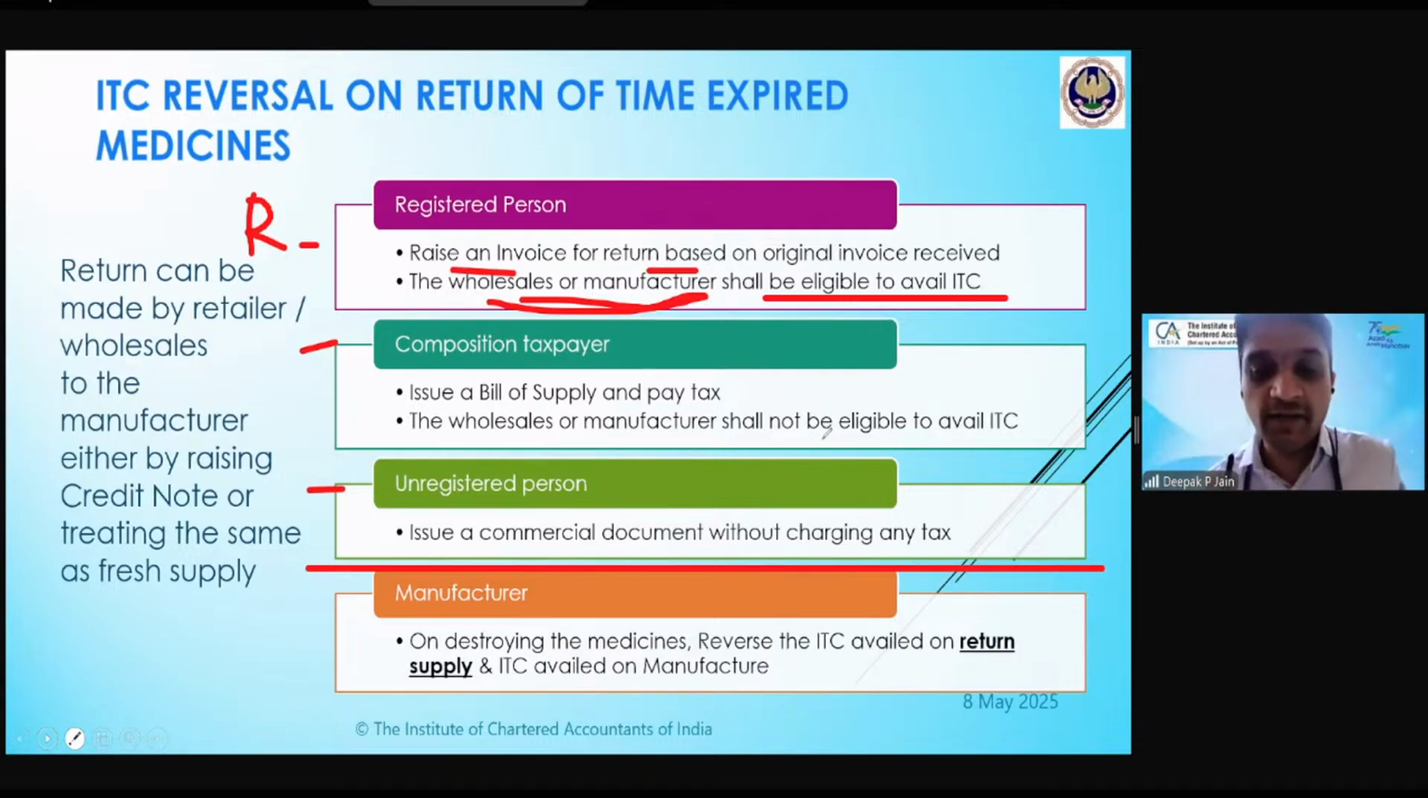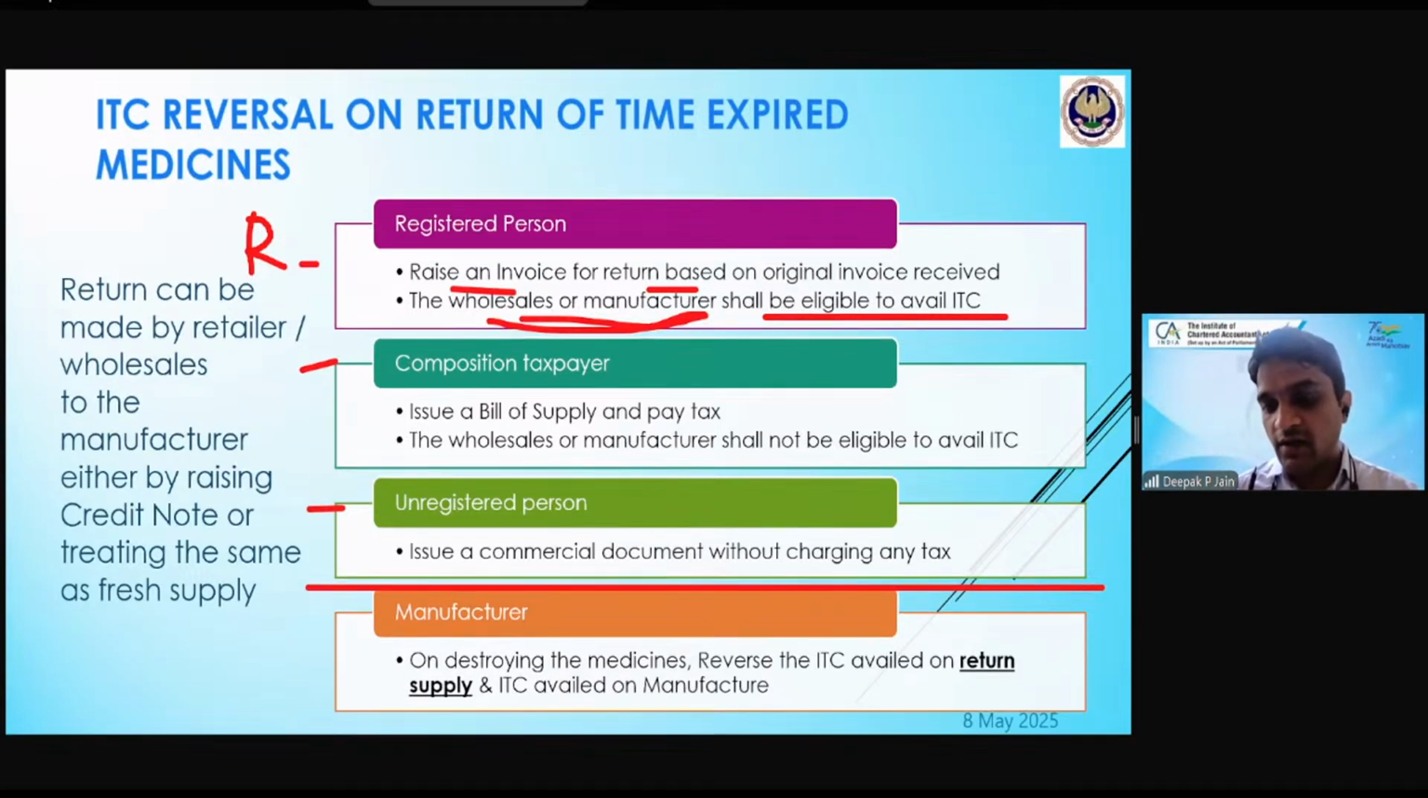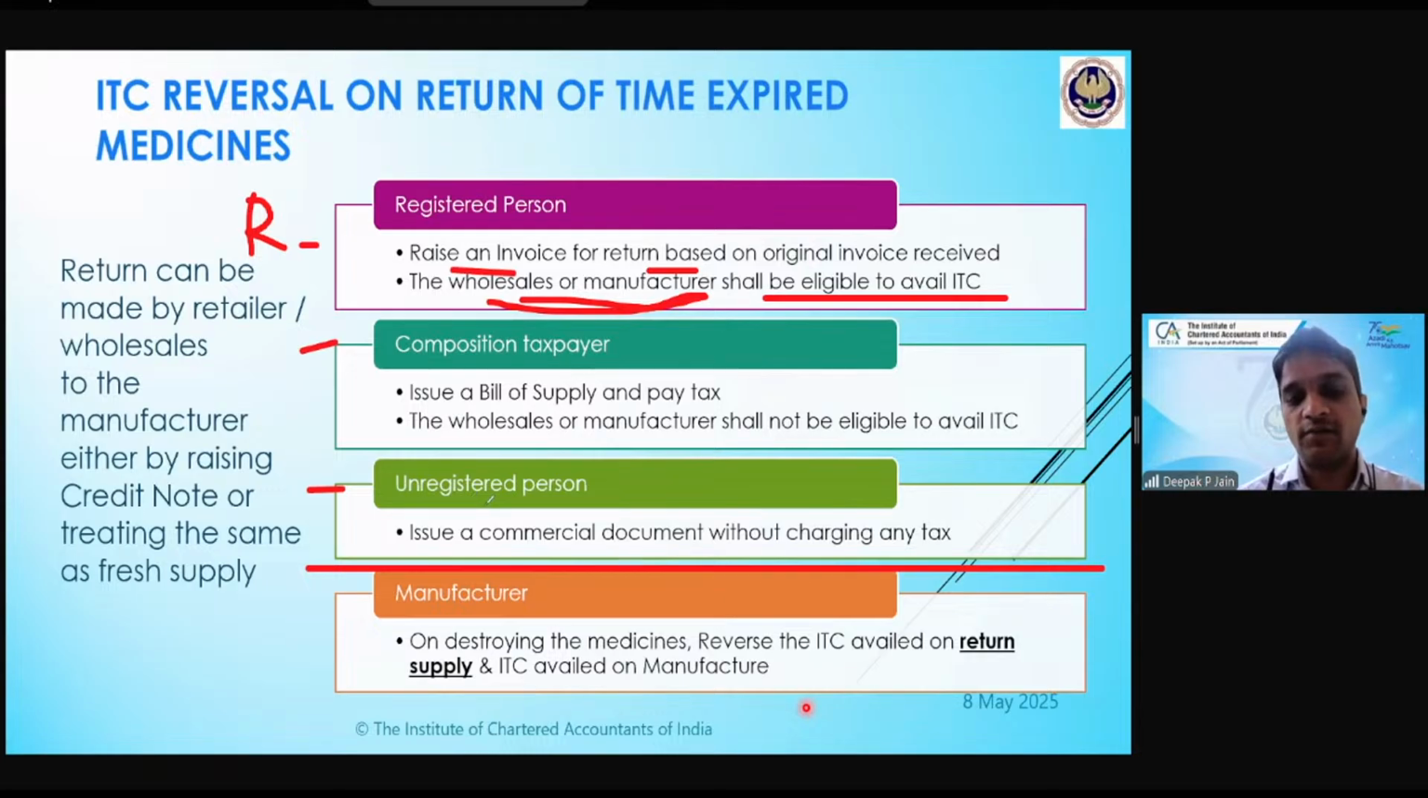So a composition taxpayer will also have to raise an invoice, and he will not get the credit. So composition taxpayer के supply के ऊपर credit नहीं मिलेगा, right? Then third is if it's an unregistered person. If it's an unregistered person who तो already unregistered ही है, he will issue an invoice because at any moment he has to give an invoice. Here he will not give a tax invoice. यहाँ पे he gives a commercial document without charging any tax.